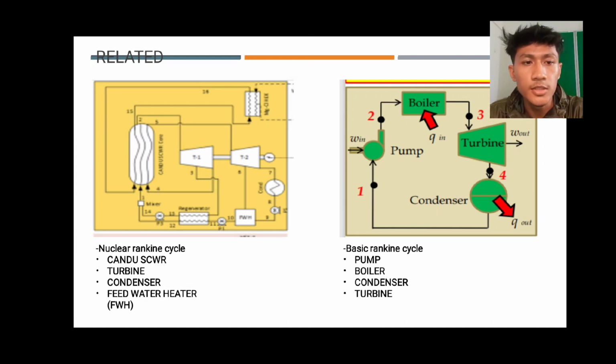We can see the flow in schematic drawing. From CANDU SCWR it flow to the first turbine and re-enter to CANDU SCWR and flow to the second turbine. From second turbine it flow to the condenser and go to feed water heater and regeneration and go to CANDU SCWR. This is the cycle of nuclear Rankine cycle. Nuclear Rankine cycle use reheat and regeneration type of Rankine cycle because it use two turbine and feed water heater and regeneration.